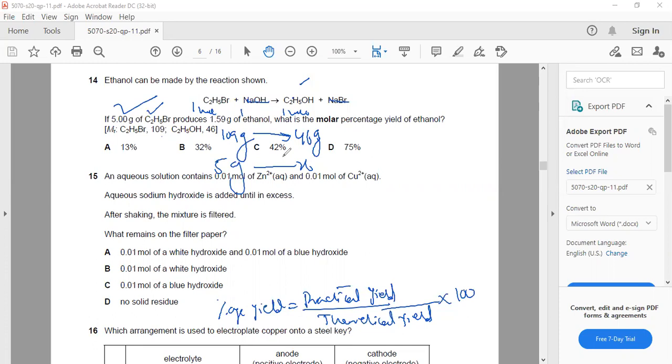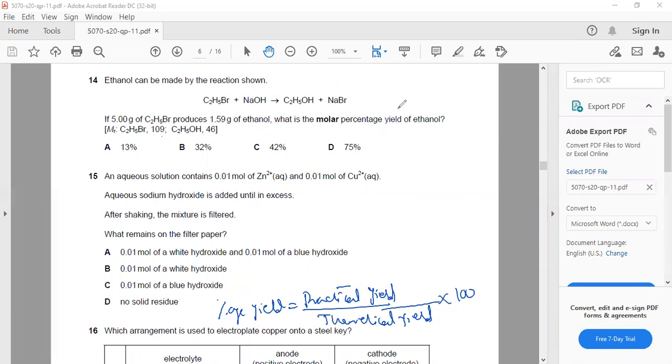Okay, so we have to calculate this first. Why did we do this? First, we have to find the theoretical yield. This is the practical yield, which is always given in the question. Okay, I will explain again, because in percentage yield questions, many students have confusion on this issue.